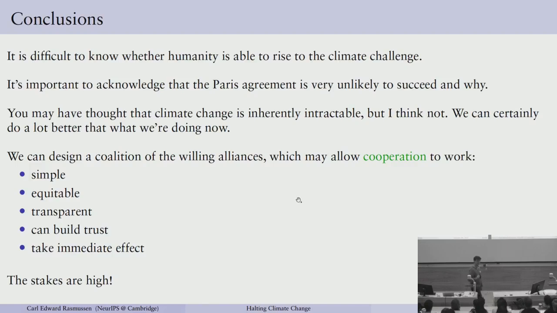So I think, in conclusion, we need to solve the problem. We need to really understand what the problem is about, and the problem is about global cooperation, right? And that's a good thing because we know how to cooperate, right? You can look it up in books that have been written about it, right? So now we just have to go out there and do it.